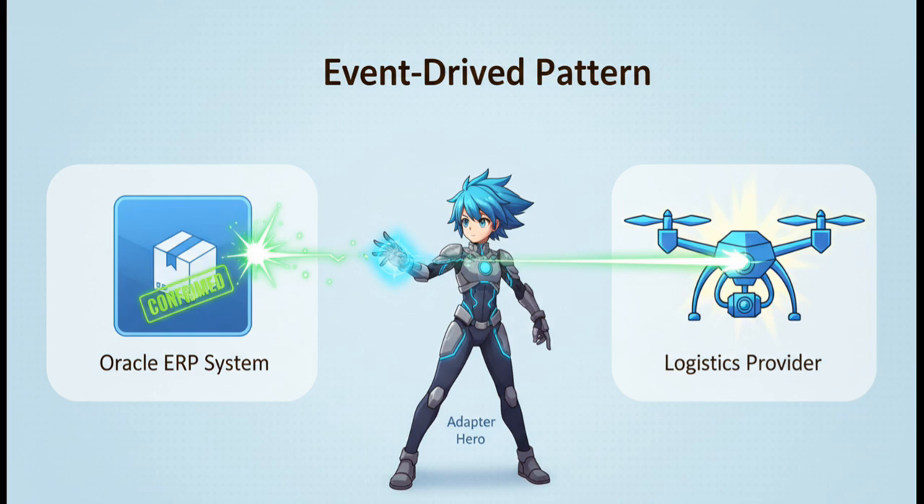Next, we have the event-driven pattern. This one is absolutely perfect for keeping all your other systems in sync. Let's say a shipment gets confirmed in your ERP. That fires off an event. The adapter catches it and instantly updates your logistics provider system. This is a beautiful example of why you don't want to be polling for changes. It's way more efficient and keeps system load way down.